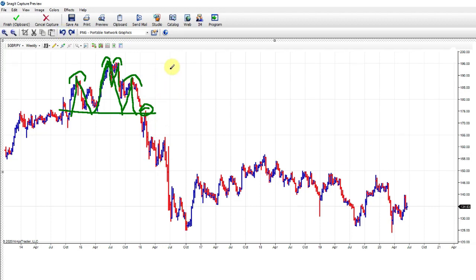But again, this is what I'm talking about when I talk about governing price patterns. Both the double top and the head and shoulders are bear price patterns, and they were going to govern or dictate price behavior going forward. And that's effectively what has happened.